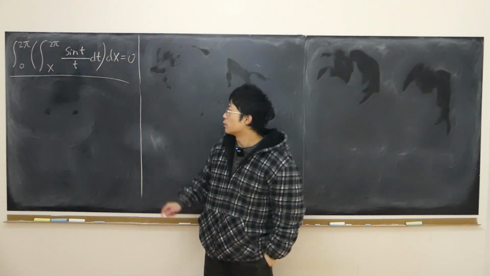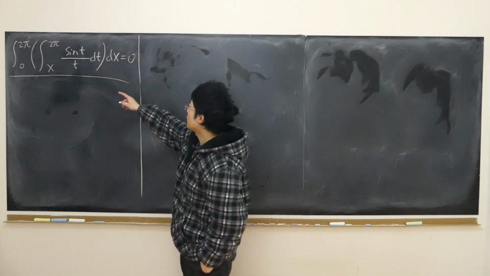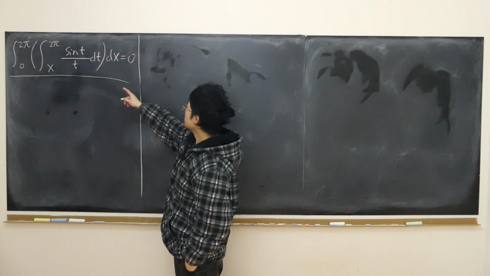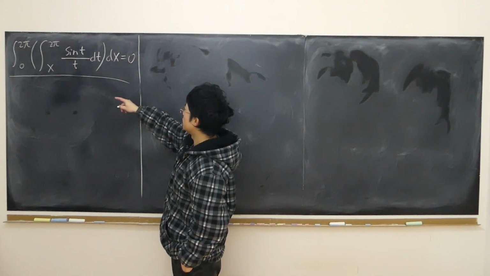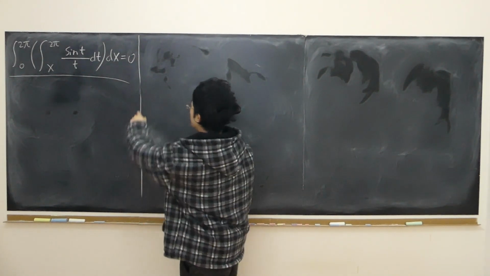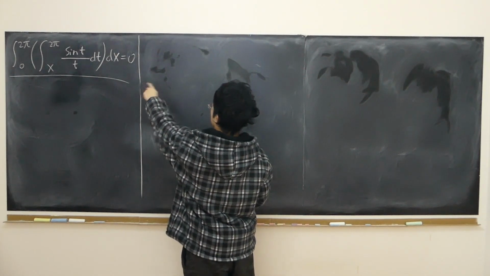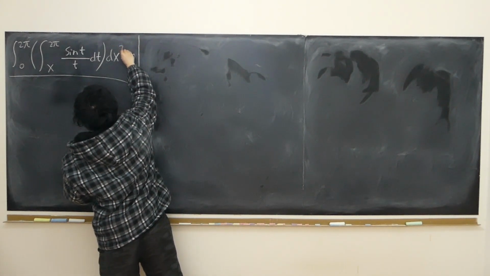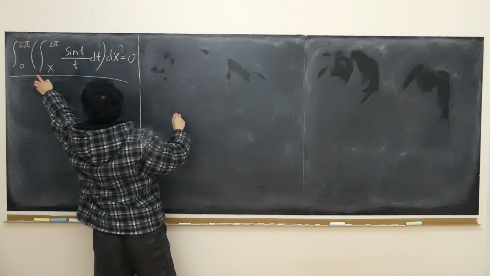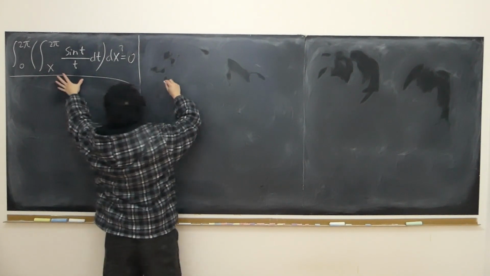Here we have an integral from x to 2 pi of sine t over t dt, and then we integrate from 0 to 2 pi dx. And then we want to prove this integral is equal to 0. First of all, I'm going to let this integrand equal to f.